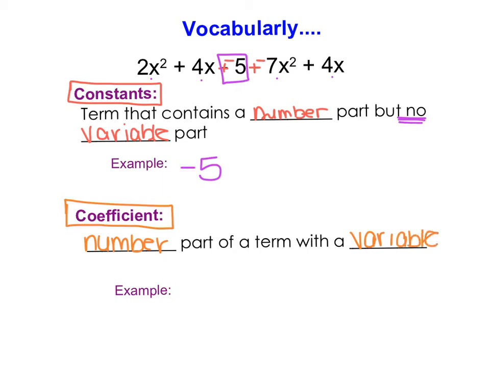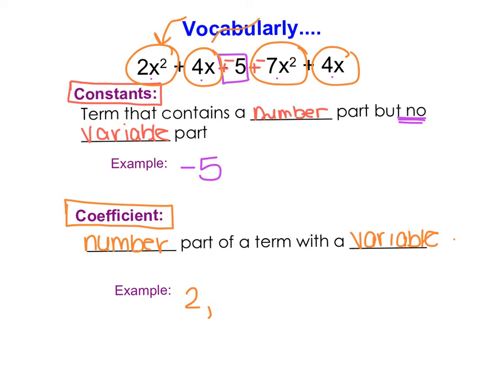So if I apply that up here, I'm looking for terms that contain variables. So I'm looking at this one, this one, this one, and this one. And a coefficient is saying the number part of a term with a variable. So if I look here at 2x squared, that term has a variable, but I just want the number part. So I'm going to list 2. That's one of my coefficients.